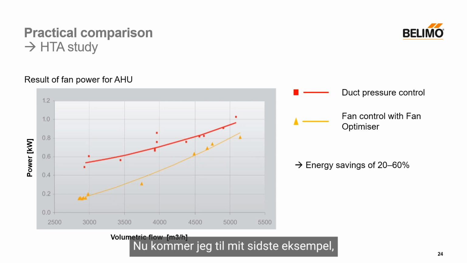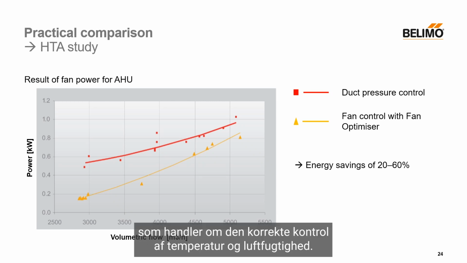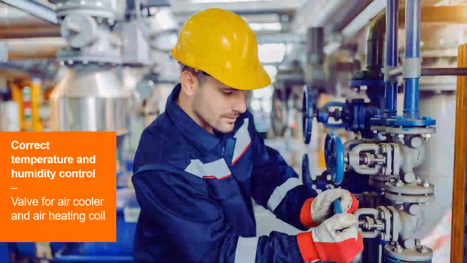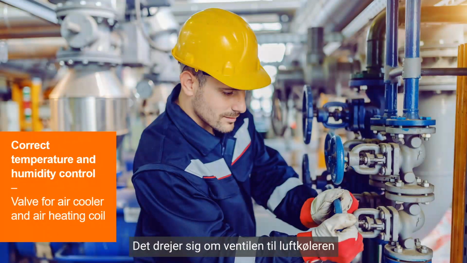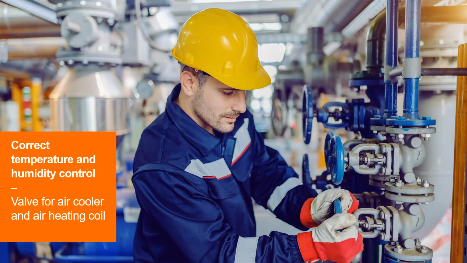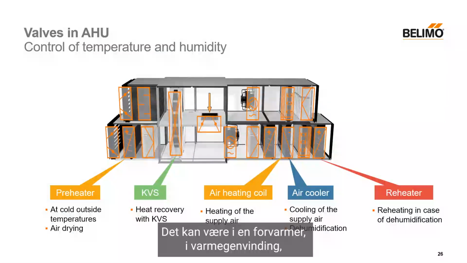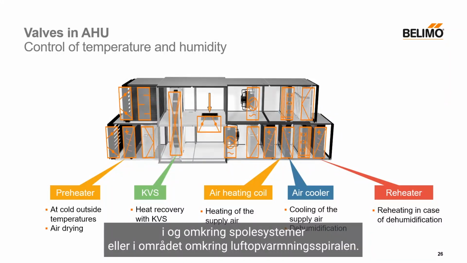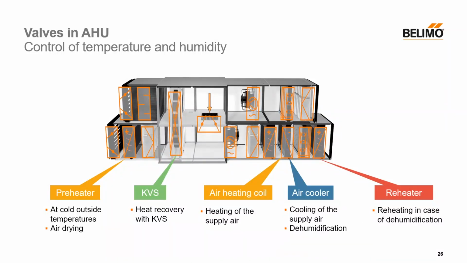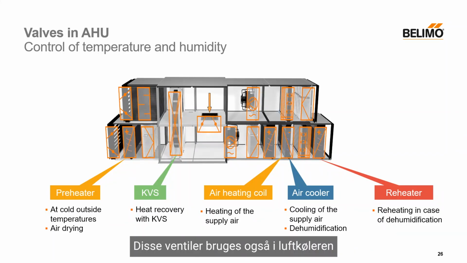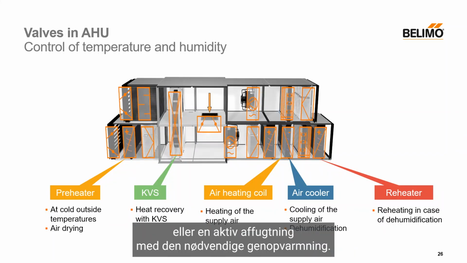Now I come to my last example, which is about the correct control of temperature and humidity. This relates to the valve for the air cooler and air heating coil. Where are valves used? Wherever air-water coils are used in an air handling unit. This can be in a preheater, in heat recovery in runaround coil systems, or in the area of the air heating coil.